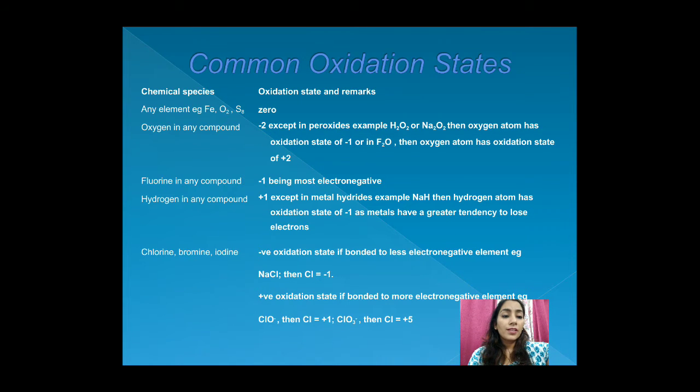There are some common oxidation states which are well known. We will explain in detail how we can find them. Any element in the free state, like iron, oxygen, S8, has oxidation state 0. Oxygen in a compound shows -2, except in peroxides like hydrogen peroxide, H2O2, where it is -1, and in superoxides where it is -1/2. Fluorine in any compound is -1, being the most electronegative element. Hydrogen in a compound is +1. Chlorine, bromine, iodine show -1.